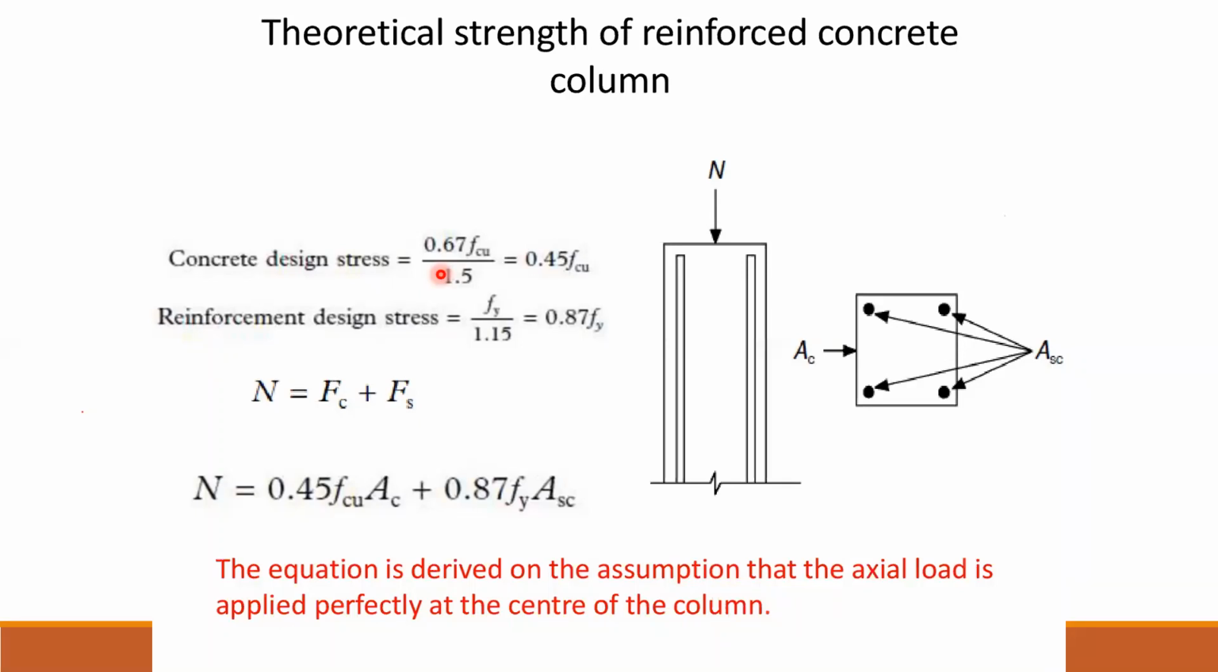N is equal to Fc plus Fs. So these two parameters are added. The axial carrying capacity of the columns may be listed by this equation. This equation is only valid for axially loaded columns. If there is any flexure, uniaxial moments or biaxial moments taking place in the columns, you are not able to consider this equation.